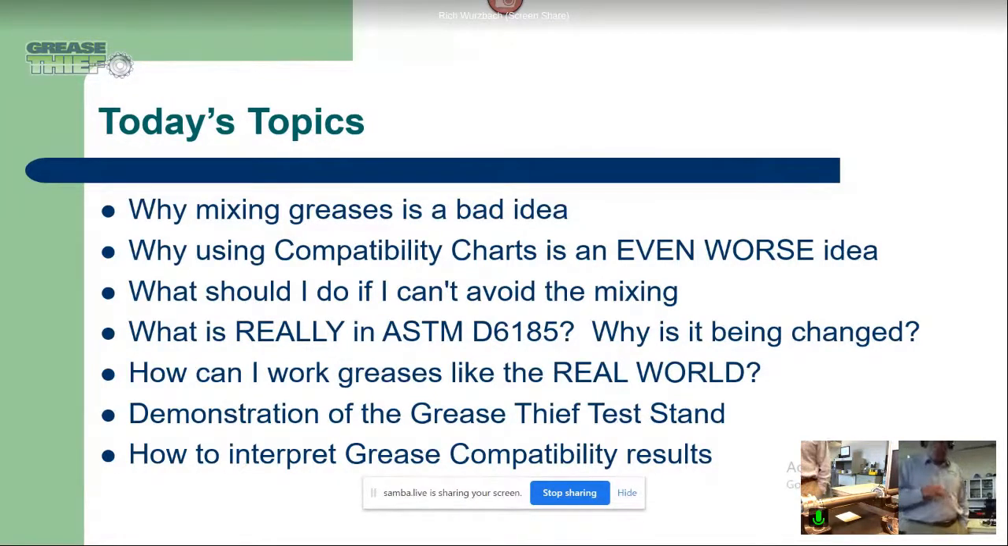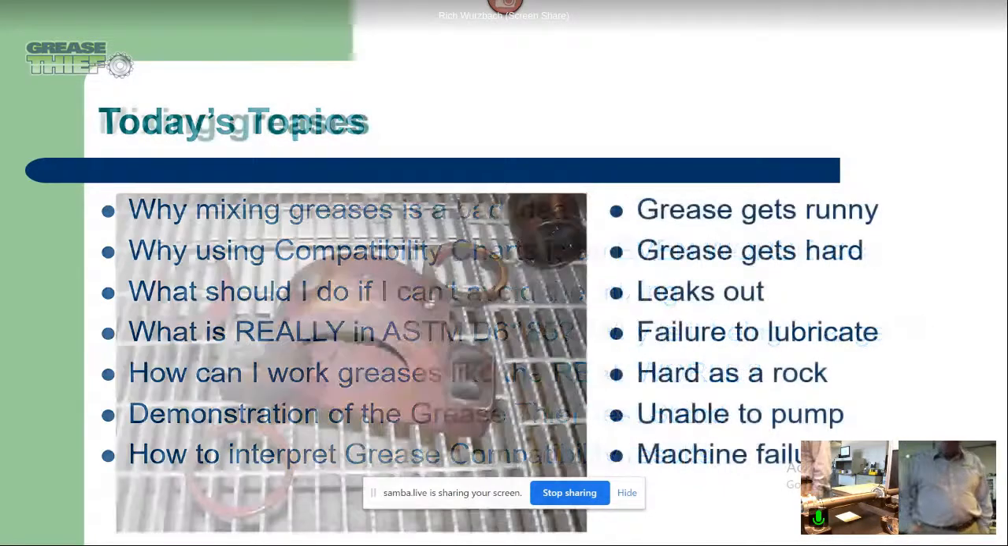And I want to talk about what's really in ASTM D6185 and why there is a working group that's looking at changing some of the things around that particular standard. That's the standard around evaluating compatibility of binary mixtures of greases. The question comes up, how can I work greases like they are worked in the real world? And I'll compare that to that ASTM standard and the methods that are there, and talk about that, as well as demonstrating our test stand here and talk about interpreting results.